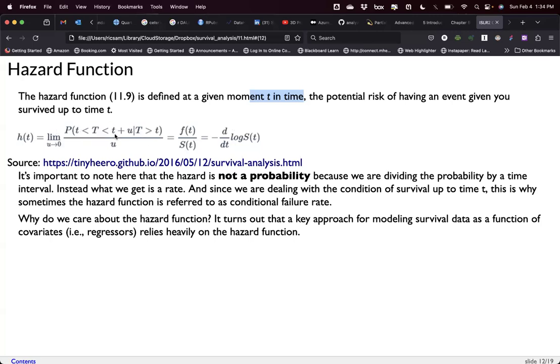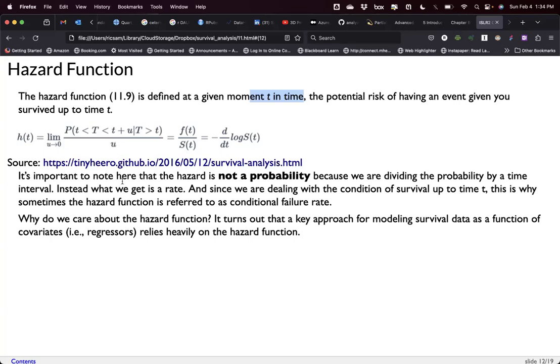So this is the equation for the limit. What it's saying is, what is the potential risk of that observation having an event, given that it survived up to time t. That's where the derivative is coming from. It's important to note that the hazard rate function is not a probability, because we're dividing the probability by the time interval, which is this one.